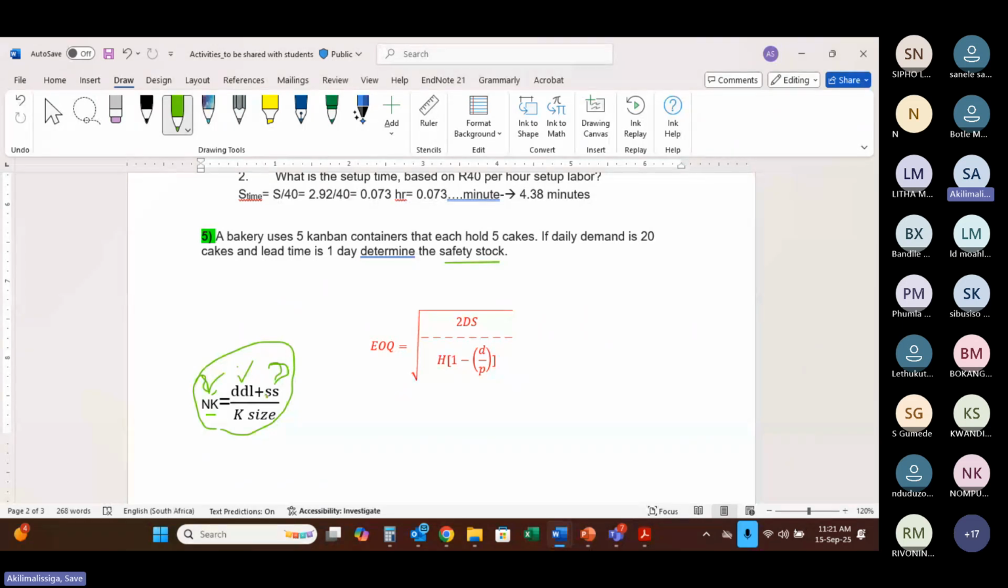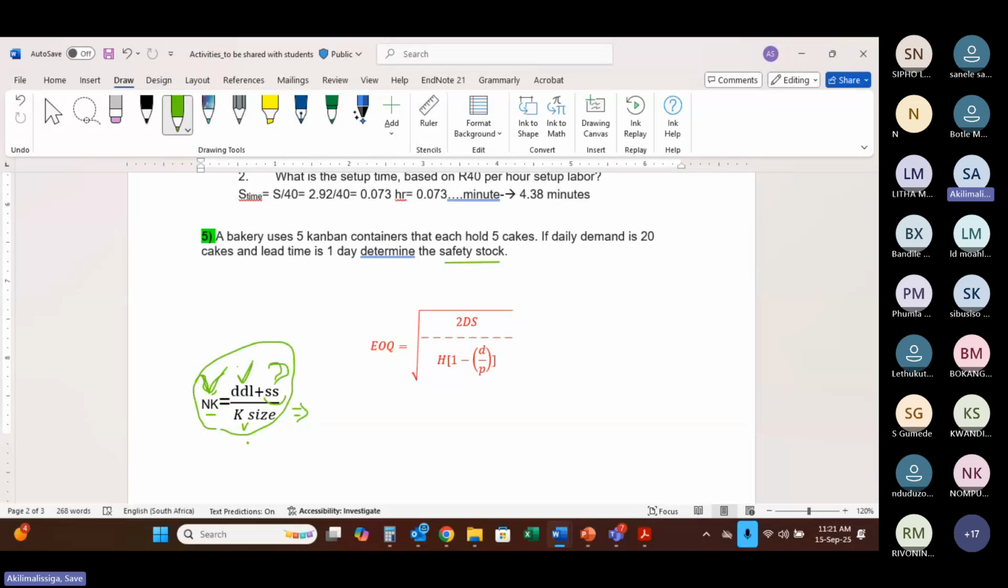The best thing to do is to pull the safety stock from the formula. If they are asking you to calculate this, it means that from the statement you can easily get demand during lead time. You can also get the number of Kanban, and you can also get the safety stock. So the only unknown variable that you have to calculate is the safety stock. So this is going to give us something like this. We want to pull this safety stock.